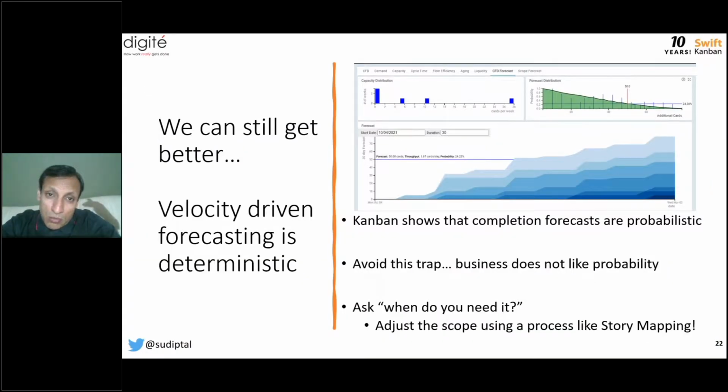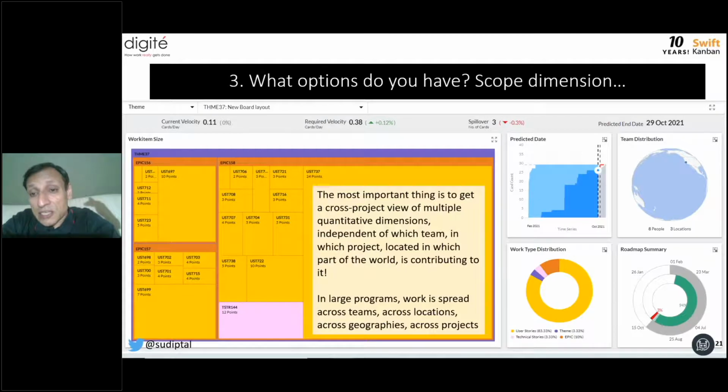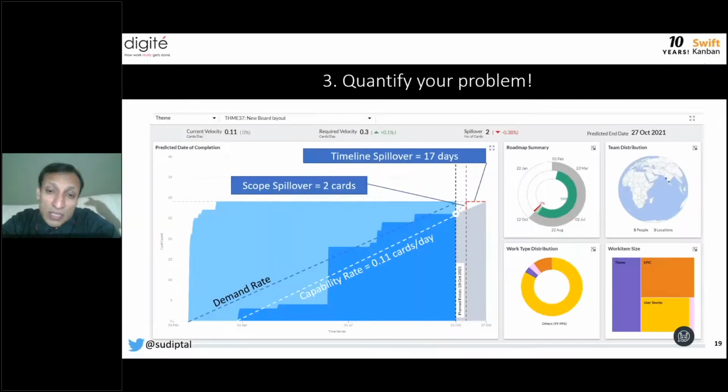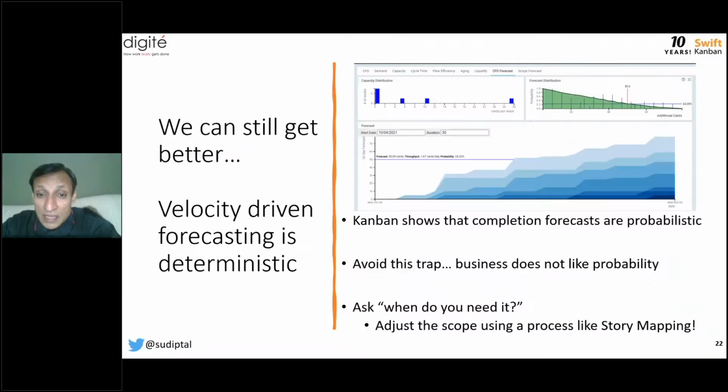Now, all this is pretty deterministic, right? If you look at this velocity based prediction, we know that this is pretty deterministic. Kanban teaches us that, guess what, real life is never so deterministic. There are too many imponderables and too many variables that can make things deviate from what your past is showing you. So it's a good start, but if you want to plan better, look at the probability that you want to plan with.